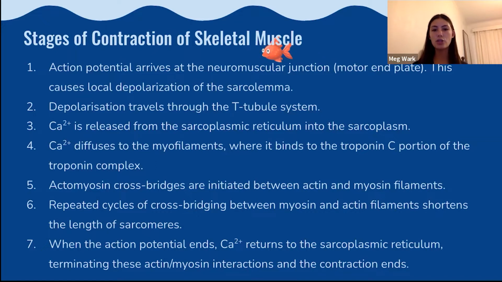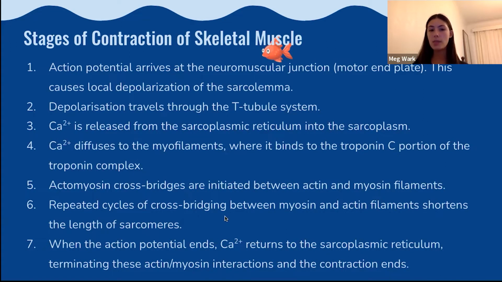Then the depolarization travels down through the T tubule system. Calcium is released from the sarcoplasmic reticulum into the sarcoplasm of the cell. So the sarcoplasmic reticulum, if you remember, is like the endoplasmic reticulum, and that's where calcium is stored. And the sarcoplasm is like the cytoplasm of the muscle cell. So essentially calcium just diffuses throughout the cell.